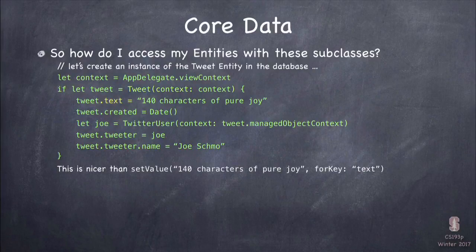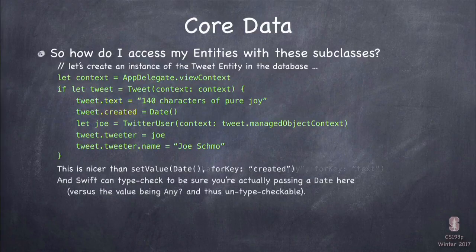And then here, I'm setting the text to be 140 characters of pure joy. And I don't have to say setValue 140 characters of pure joy forKey text and have all these literal strings like text in there and this untyped thing. I just say tweet.text equals that. Same thing here with created. Again, it's typed, so if we tried to say tweet.created equals "hello", Swift would say no, created is of type Date, so you can't do that. It type checks everything and finds all our possible errors.